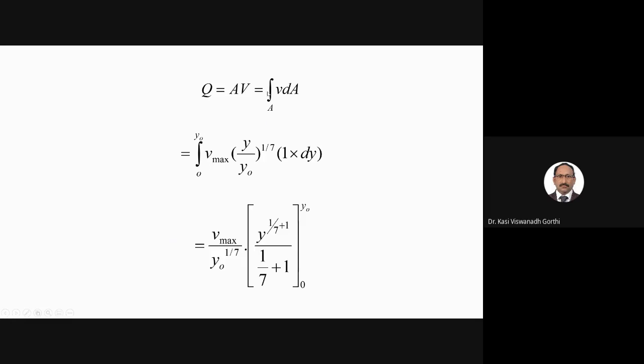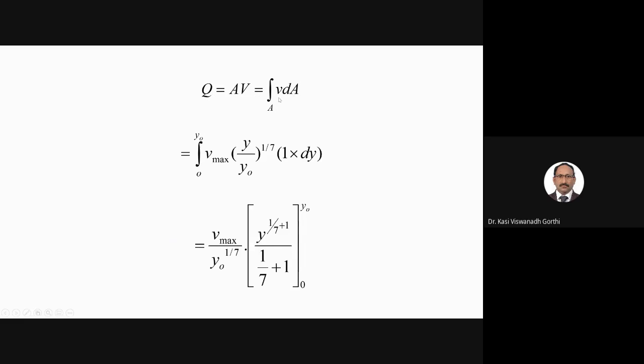If you would like to take the local velocity through an elementary strip, then v into dA is the discharge through that elementary strip, and integrating the total thing, you will get the total discharge. So equating both, the discharge Q based on average velocity and the discharge Q based on local velocity, small v into dA, based on the velocity distribution. Then Q is equal to area into velocity, AV, is equal to the integral of v dA.